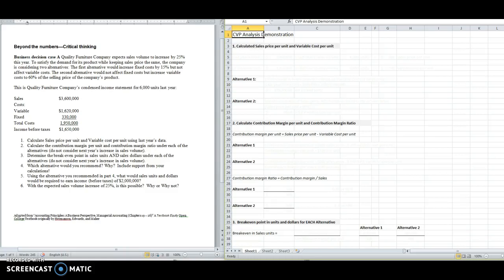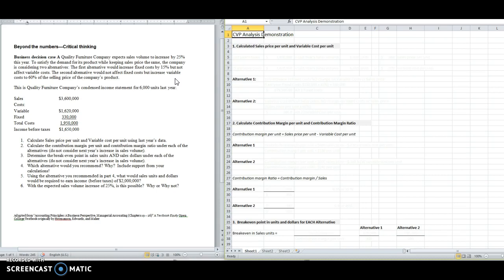Today we're going to do cost volume profit, or CVP, analysis. We're going to look at this decision case, and we have Quality Furniture here. They expect sales volume to increase by 25% this year. The good news is we don't need to be concerned with the sales volume increase right now because it's not going to change the sales price or the variable cost per unit.